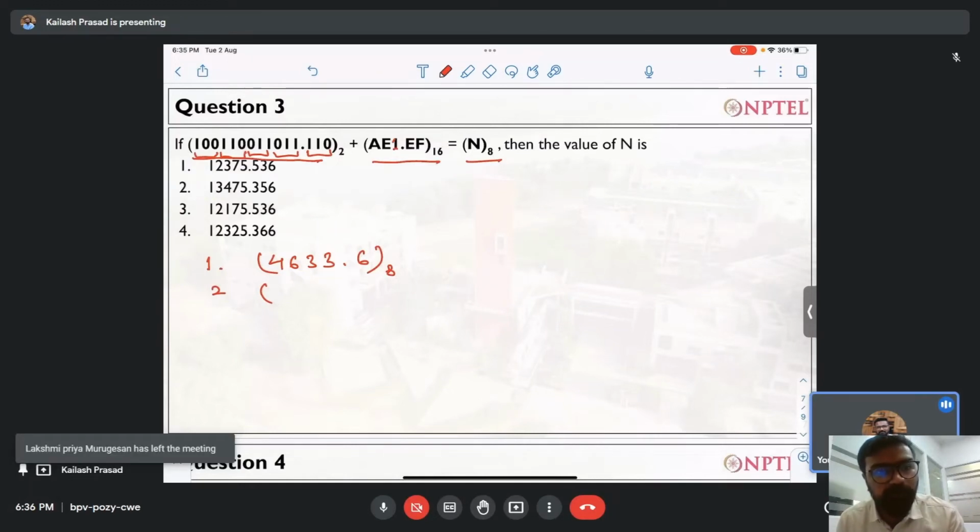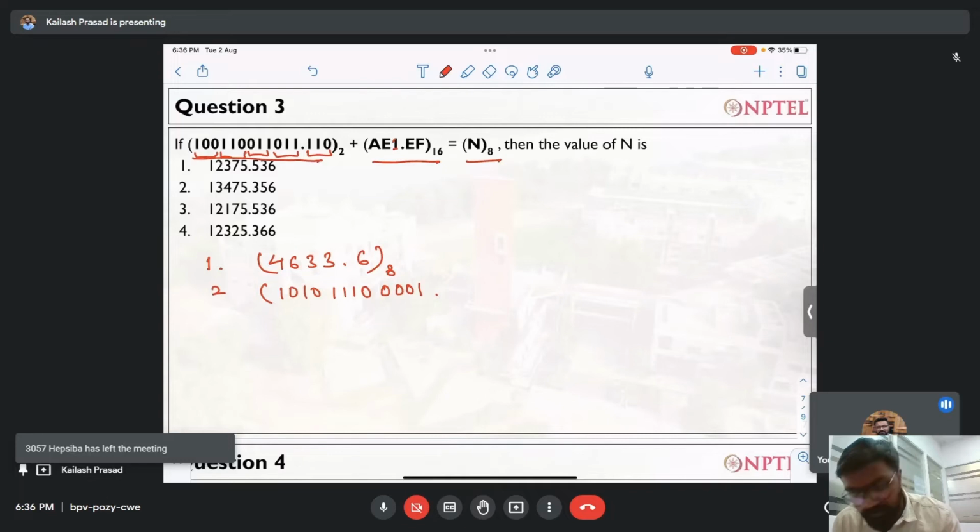For A, what is the four-digit number? Anybody? Sir, 1010. Excellent. For 1, it is simple, 0001. Then the dot. For E, 1110. For F, it will be 1111. So it will be like this, and then it will be like this.